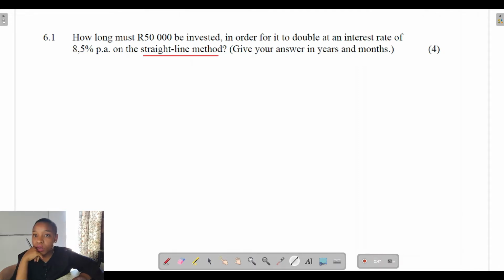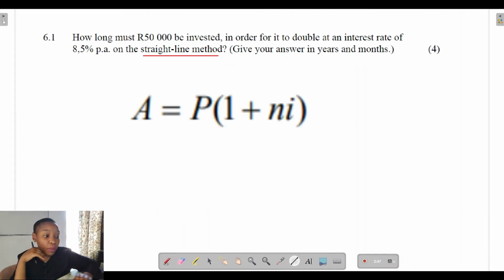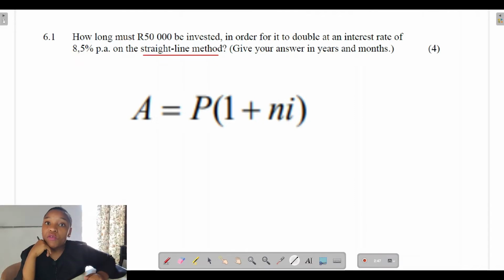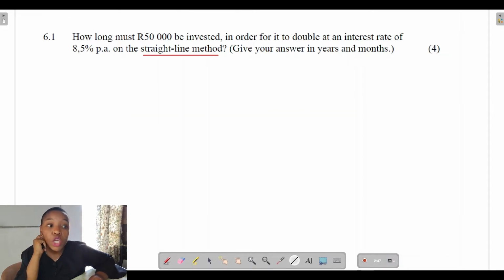So what is the straight line method? If you have a look at your formula sheet, the straight line method formula is the same formula that you use for simple interest. So the straight line method is the simple interest formula. Let's have a look at the variables that we are given in this question.